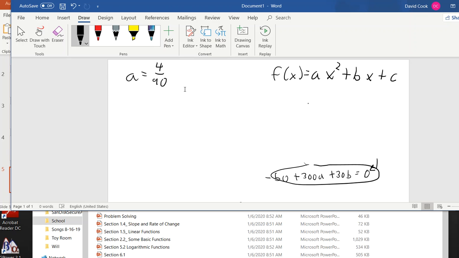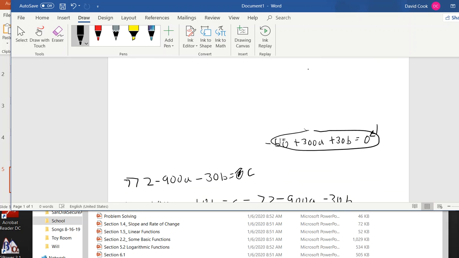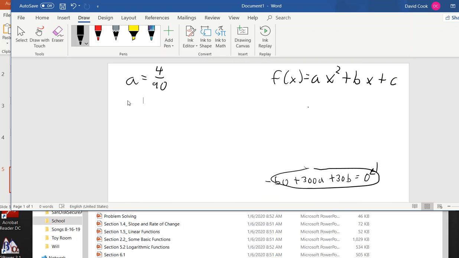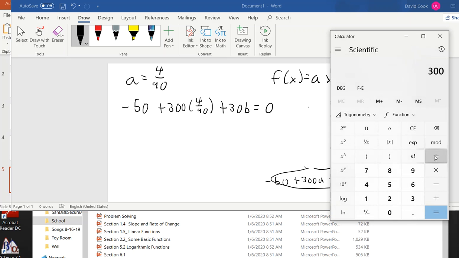Now, if I look down through here, here's an equation with a and b, so I can just use this one. I know that minus 50 plus 300 times A, which is 4 over 90, plus 30b equals 0. So now solve for b. What's 300 divided by 90? That gives me 3 1/3, so that's going to give me 30 over 9.